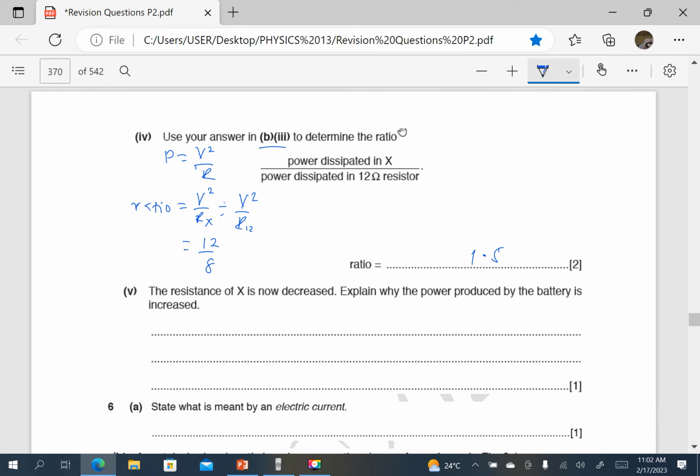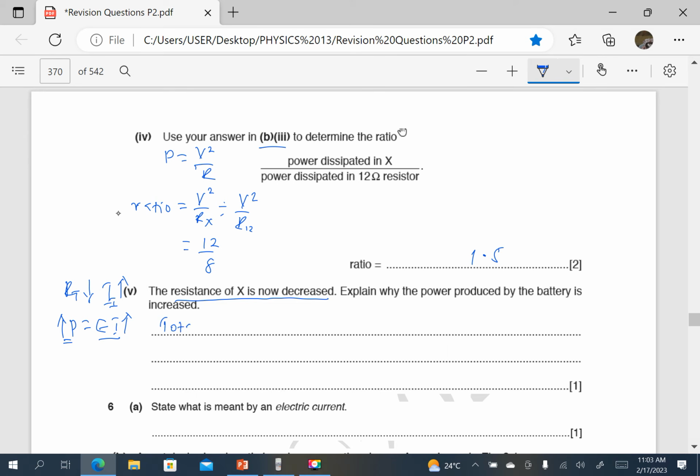The resistance of X is now decreased. That means total resistance is going to decrease. And if total resistance decreases, the power produced by the battery, which is E times I, increases, because if total resistance decreases, the current flowing through the battery increases, and if the current increases, the power increases. If resistance X is decreased, total resistance decreases, which means the total current is going to increase. And the power transformed by the battery is E times I. So that means the power transformed increases.